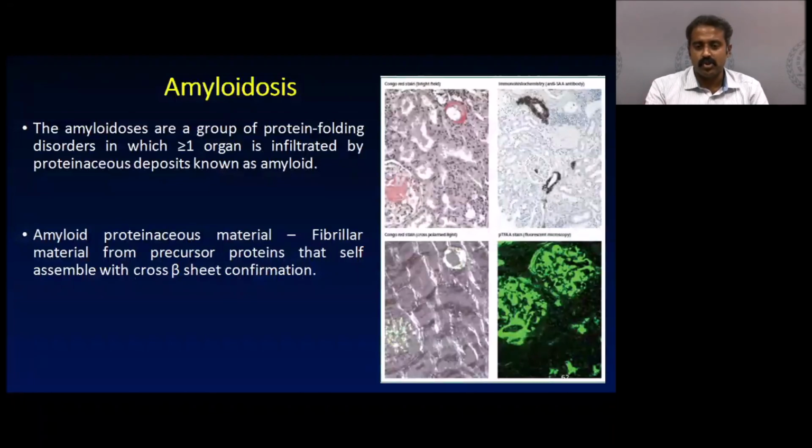So this is the microscopy of the amyloid. You can see the pale eosinophilic appearance of amyloid. Now when this is seen under polarizing microscopy, a typical apple green birefringence is seen. And again, you can use immunohistochemistry, electron microscopy, and immunofluorescence microscopy, which will highlight the amyloid.